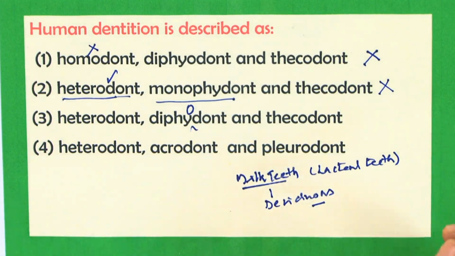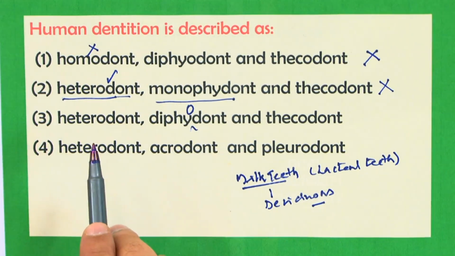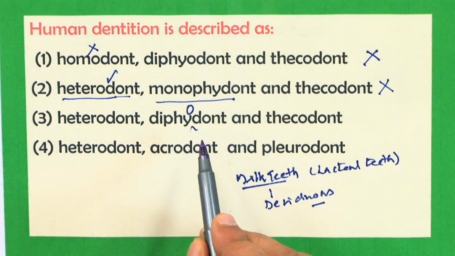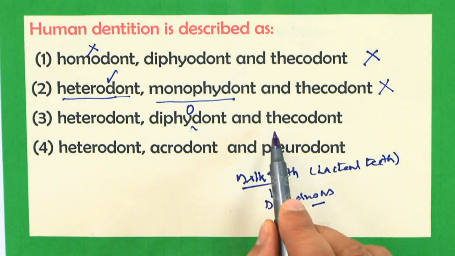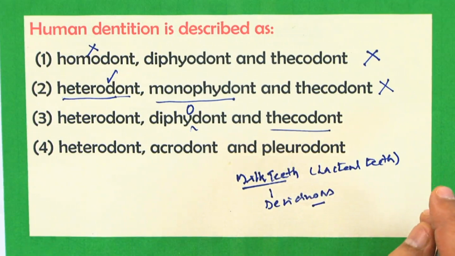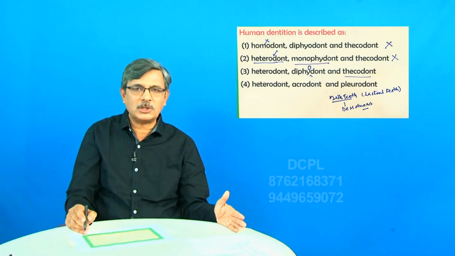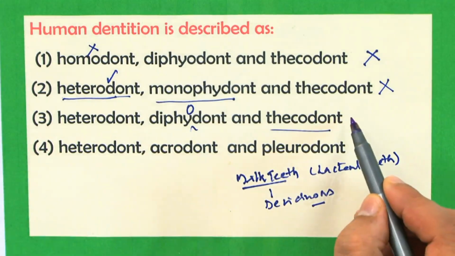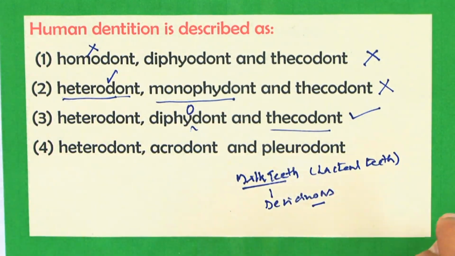Now we come to option 3. Heterodont, yes, because 4 types of teeth. Diphyodont, yes, 2 sets of teeth seen in the lifetime, that is milk teeth and permanent teeth. Thecodont. What do we mean by thecodont? Presence of teeth firmly embedded in the sockets of jawbone is called thecodont dentition. Thereby, the third option is correct because all the 3 fit the human dentition.